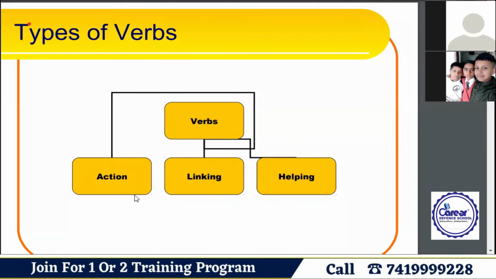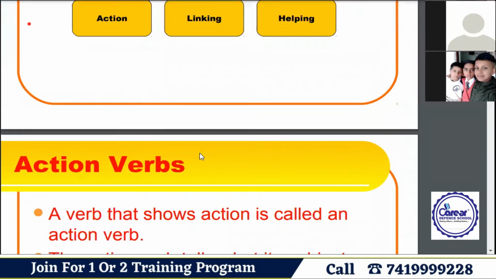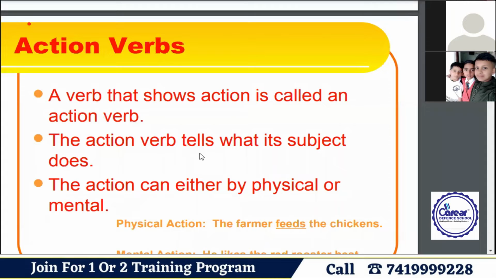Let's see types of verbs: action, linking, and helping verbs. There are three types of verbs: action, linking, and helping. An action verb is a verb that shows action. Rohini is jumping. Rita is eating. So, eating is what?